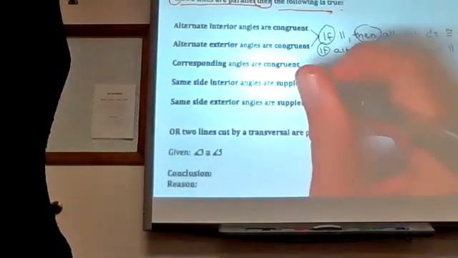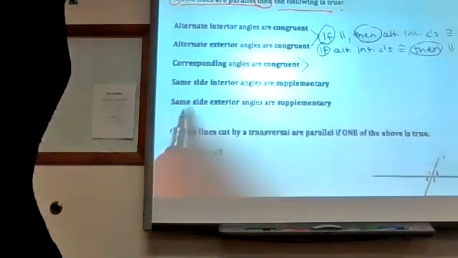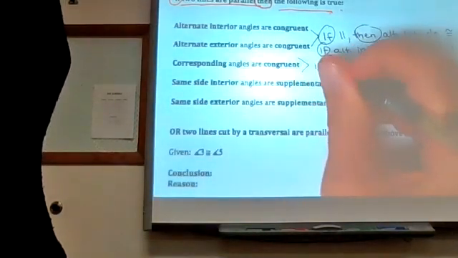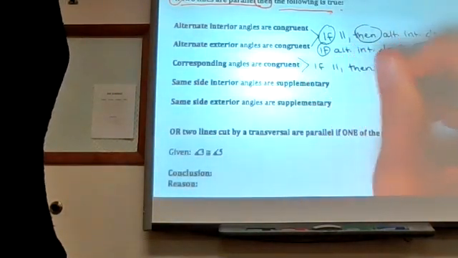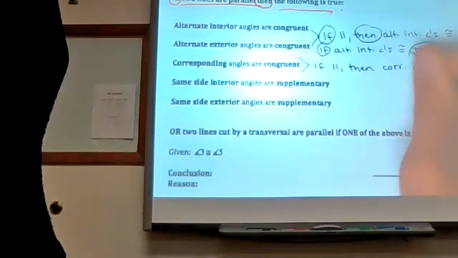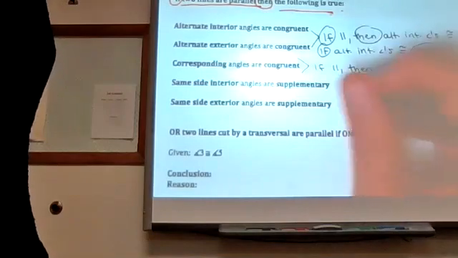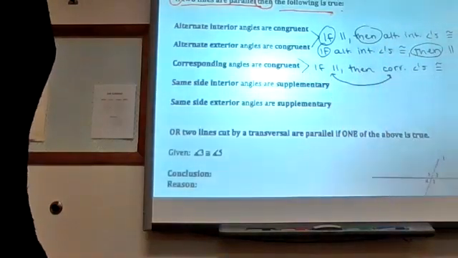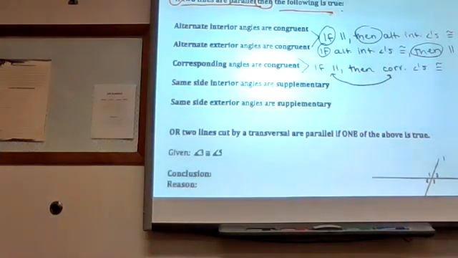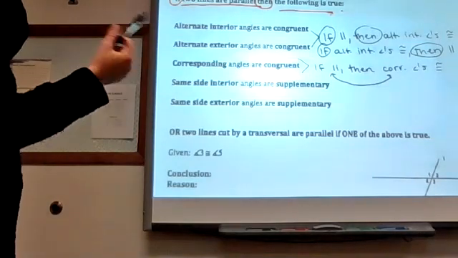Same idea here, okay? For corresponding angles, I can say if parallel, then corresponding angles are congruent, or vice versa, okay? These could flip and it would still be fine. If corresponding angles are congruent, then parallel.